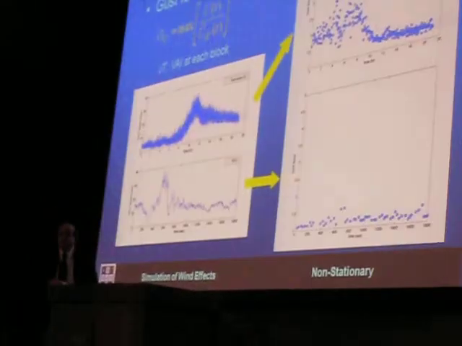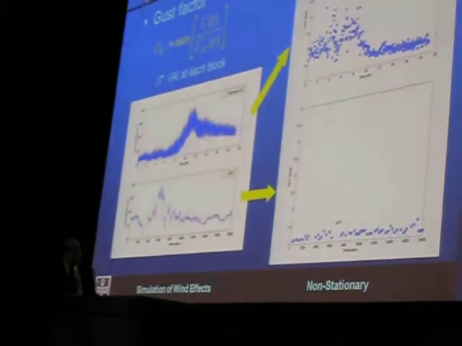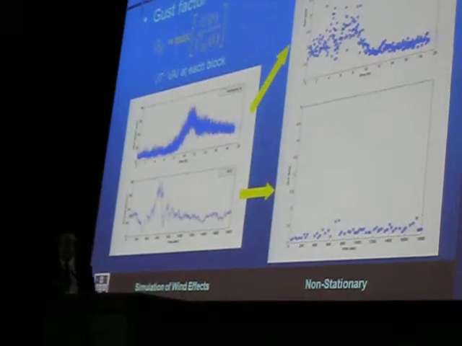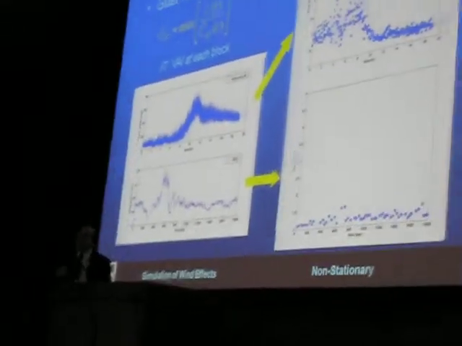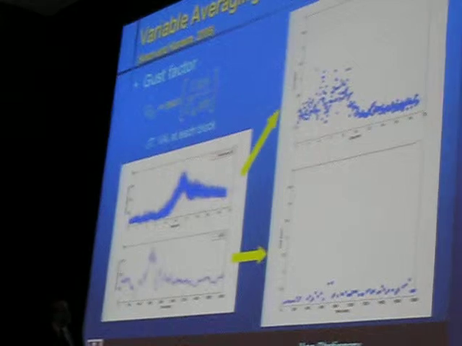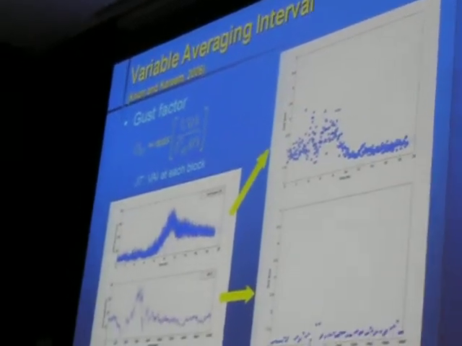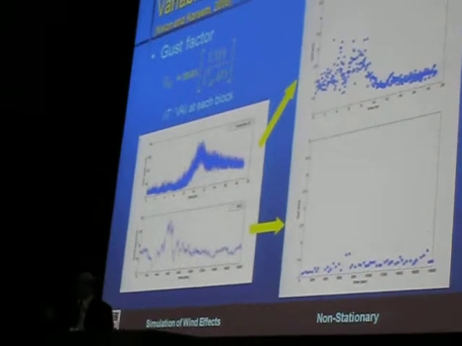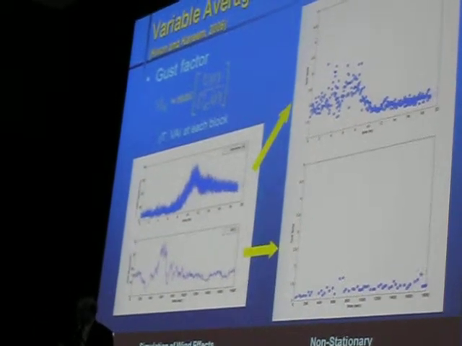Here are some examples from a hurricane and from a gust front. As you can see, nobody inserted anything here. Let the technology decide how much averaging interval we are going to use, and you can see the gust factor, which is the peak over the steady value over that period.